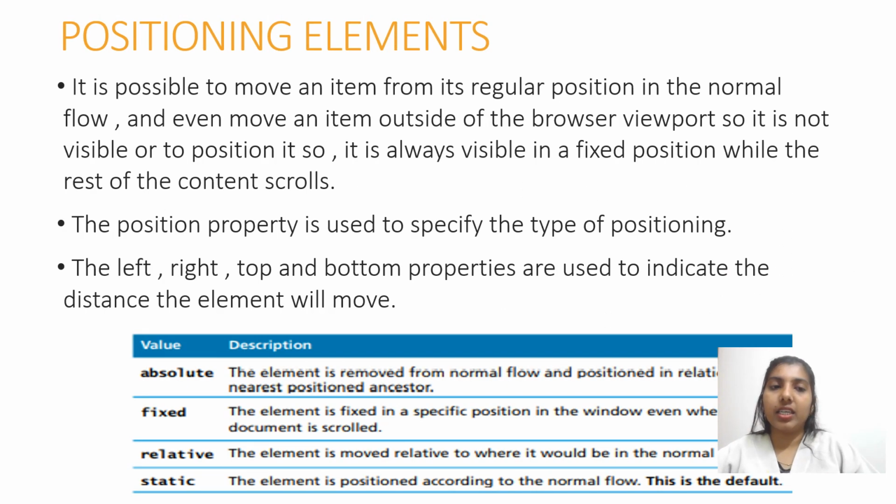Positioning elements. It is possible to move an item from its regular position in the normal flow and even move an item outside of the browser viewport, so it is not visible, or to position it so it is always visible in a fixed position while the rest of the content scrolls. The position property is used to specify the type of positioning. The left, right, top and bottom properties are used to indicate the distance the element will move.